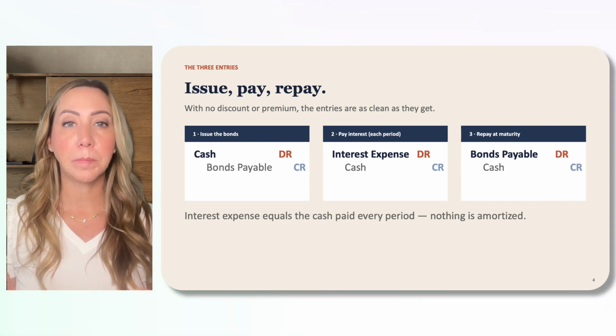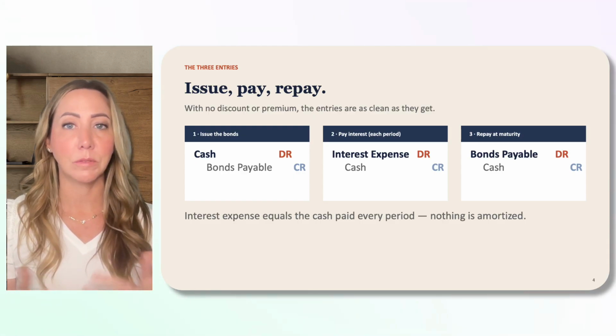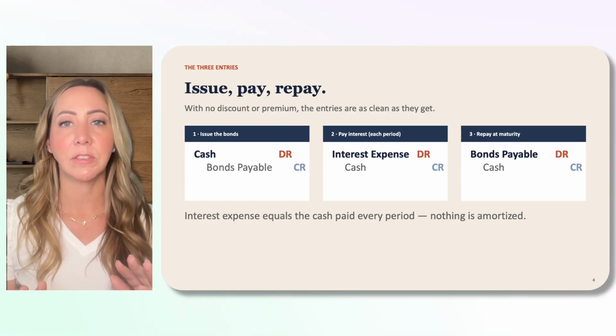Second, each interest period, the company pays the cash interest. We debit interest expense and credit cash. And here's the beautiful simplicity of the par case. Interest expense equals the cash paid. Exactly, every single period. There's nothing to amortize because there's no discount or premium sitting on the books.